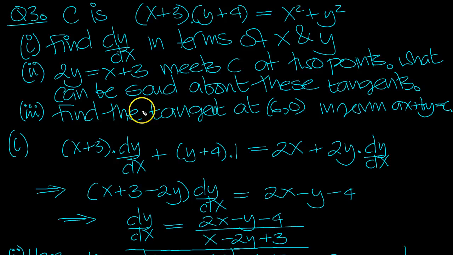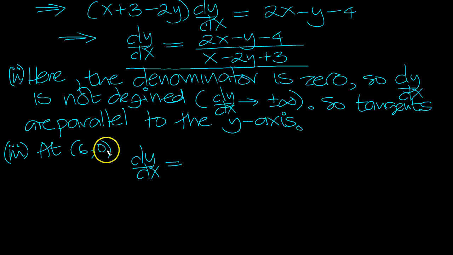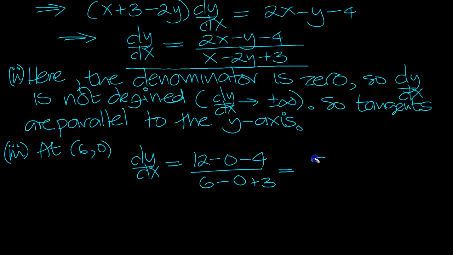Okay, part 3. Find the tangent at (6, 0) in this form. So at (6, 0), dy/dx, let's put it in. x equals 6, y equals 0, so 12 minus 0 minus the 4 divided by x, which is 6, minus 2y, which is 0, 2 noughts are 0, plus 3. 12 minus 4 is 8, 6 plus 3 is 9.